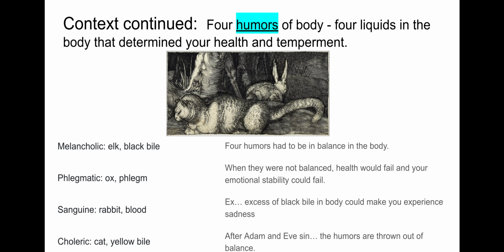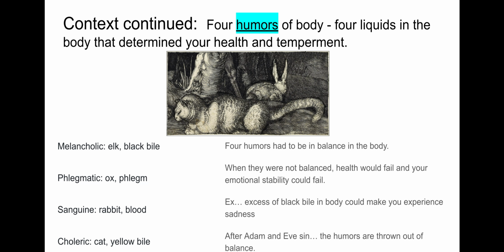So, for example, and I wrote this on the slide, if you have an excess of, let's say, black bile in your body, you could maybe feel more sad. If you have an excess of blood in your body, then perhaps you are more aggressive or angry. So the ideal is to keep those in balance.